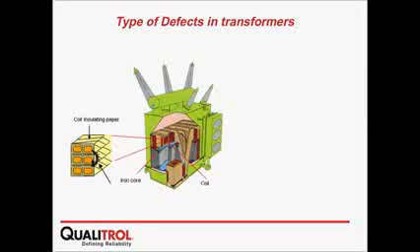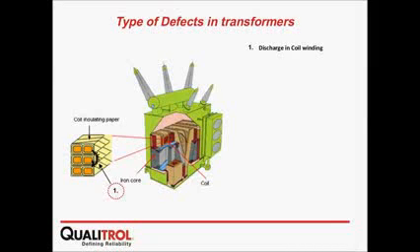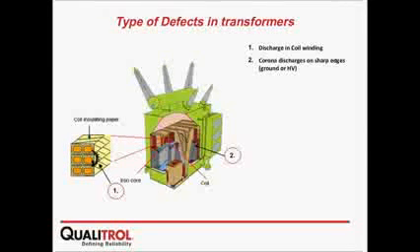Now, types of defects on the transformer. A transformer will have a coil, iron core, insulation with paper, and also bushings. So you can have a discharge in the coil winding. You also can have a corona discharge on the sharp edges, as the protrusion on the live parts and on the ground parts, as mentioned for the GIS.